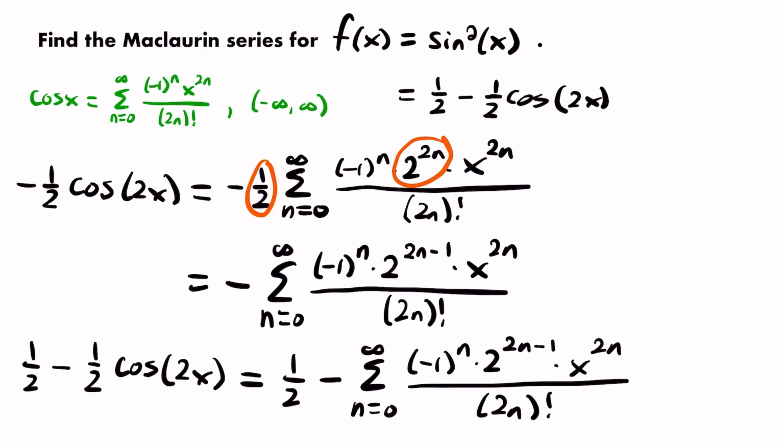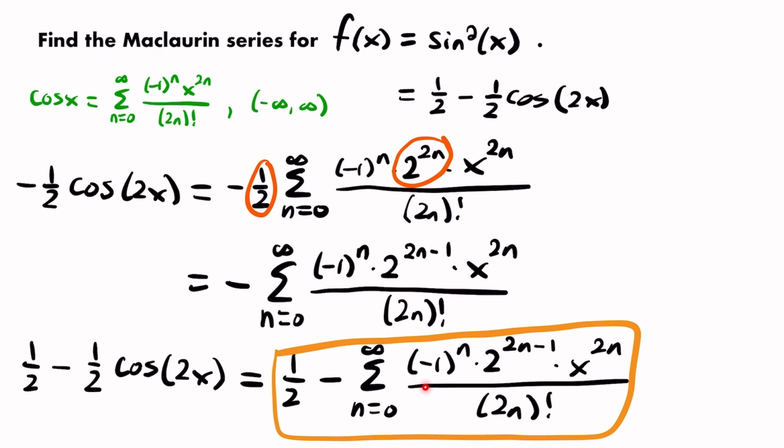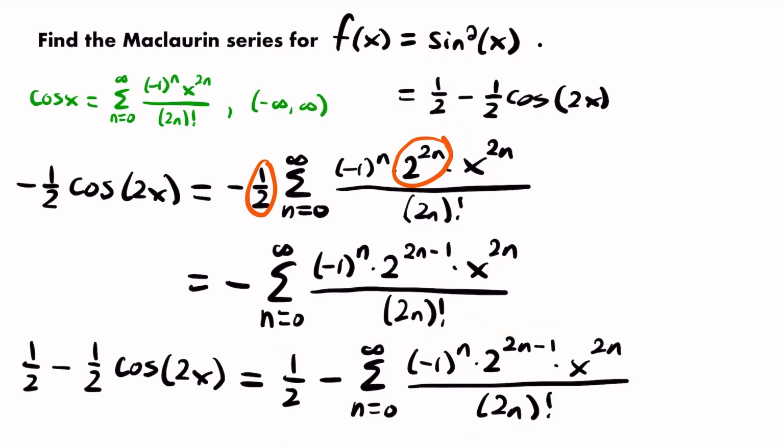All right, and so at this point, you could say that you were done. This expression right here, 1/2 minus this series, would be the Maclaurin series for this function, which is equal to sine squared x. However, we can simplify this further so that we don't have this 1/2 out front, but we do need to make a little bit of an adjustment. And in order to do that, we're going to need to look at the first couple terms of this series. All right, so just note that this right here technically would be a correct answer for the Maclaurin series of sine squared x, but we can simplify it further.